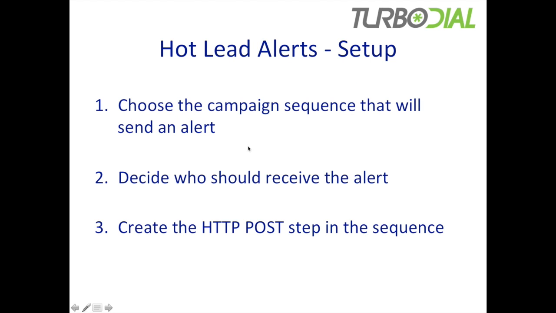Here's the setup steps. First of all, you've got to choose a campaign sequence in Infusionsoft that will send an alert. Now, of course, you can have multiple different alerts configured in multiple different campaigns. We're going to focus on one alert and one campaign. Second, you've got to decide who should receive the alert. This can be any of your turboDial users. And then third is to build the HTTP post inside of a campaign sequence. We'll go through each of those steps.